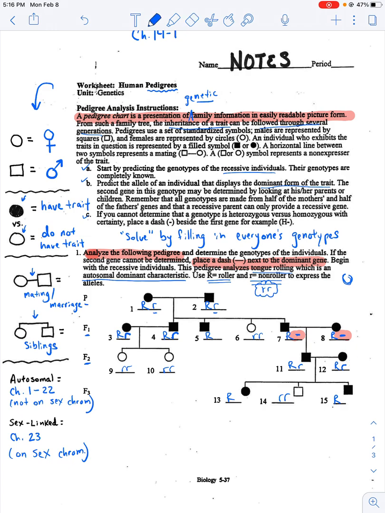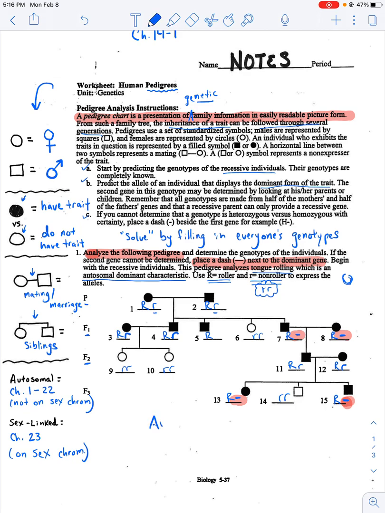Let's go to 13 and 15. Again, 11 and 12 are both heterozygous. And 13 might be heterozygous, but they also might be homozygous dominant. We don't know. So here's another example of where we would put a dash. Again, the dash means that we just don't have enough information to determine what the second allele is.